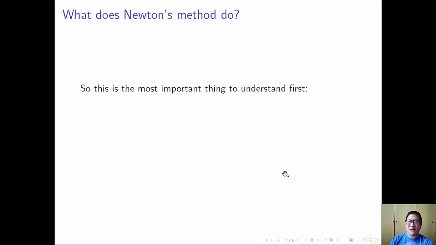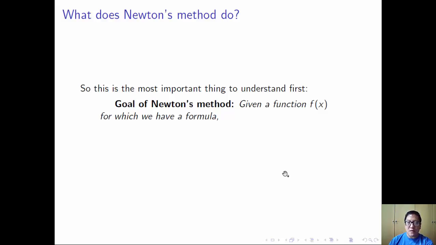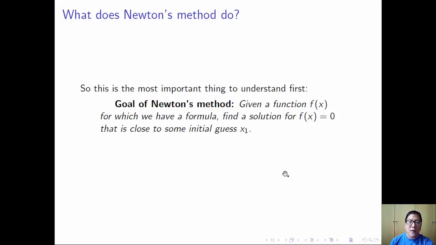Okay, so the most important question again, what is the point of this Newton's method? What is the goal of Newton's method? What problem does it solve? Well, given a function f of x for which we have a formula, that's pretty important. What Newton's method does is to find a solution for f of x equals 0 that is close to some initial guess x1, or at least we hope it will. It's not guaranteed to work exactly, but it does in many cases.